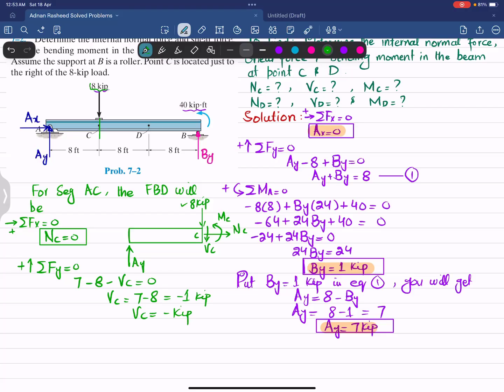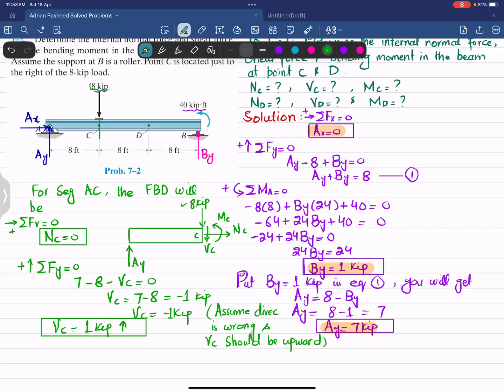Now this VC is negative, so the assumed direction is wrong. I will write it: assumed direction is wrong and VC should be upward. So I can write the correct answer: VC is 1 kip, and that is upward. This is the internal shear at point C.